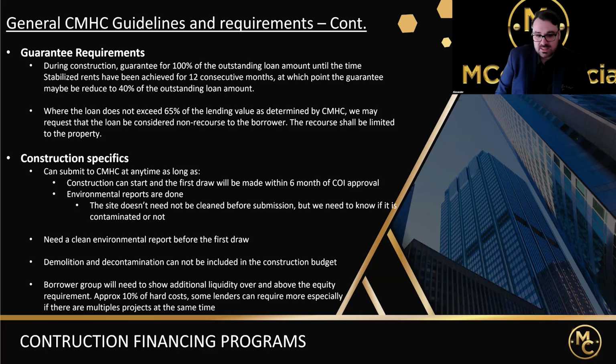they're going to require to see additional liquidity by the group of about 10% of hard costs. It can be more in some cases. Usually when a group has more than one construction project at the same time, they'll like to see a bit more. But if your equity requirement based on your loan to value approved was 1 million, well, they might want to see another 700,000, depending on your hard cost, above that you don't have to put in, but they just want to see you have it on the side somewhere in case something happens during construction.